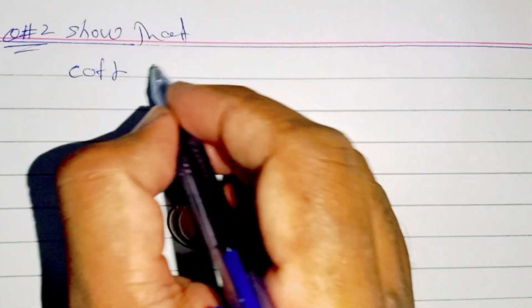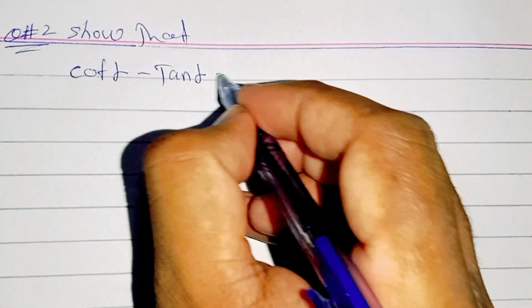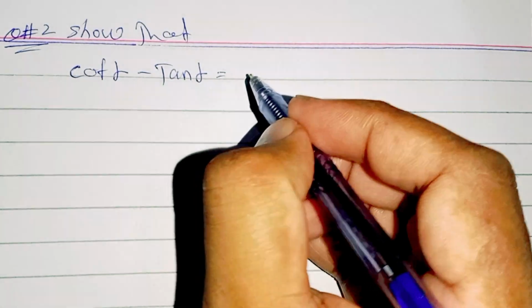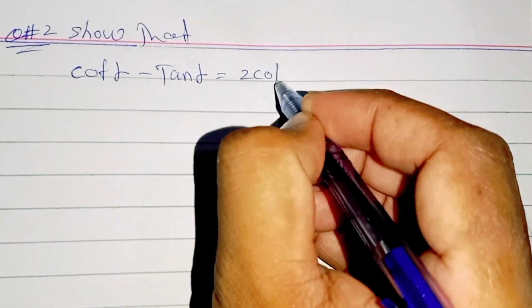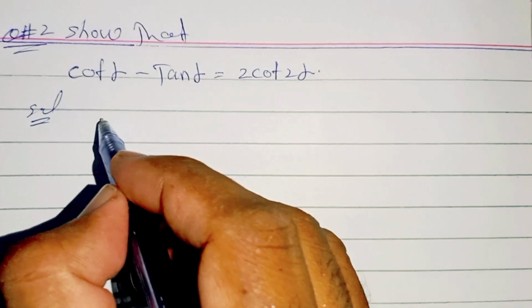Question number 2. Show that cot alpha minus tan alpha is equal to 2 cot 2 alpha. Now we start the solution.